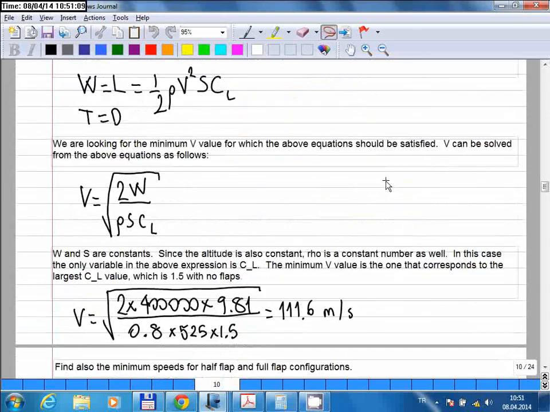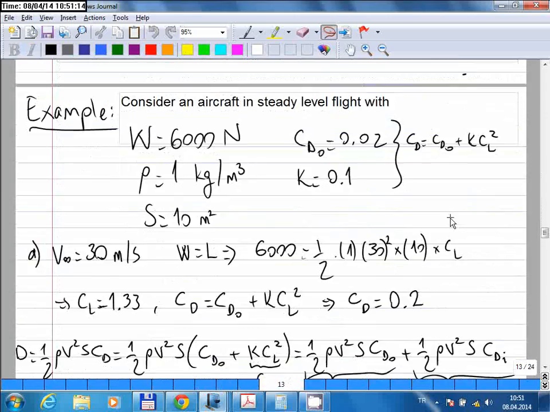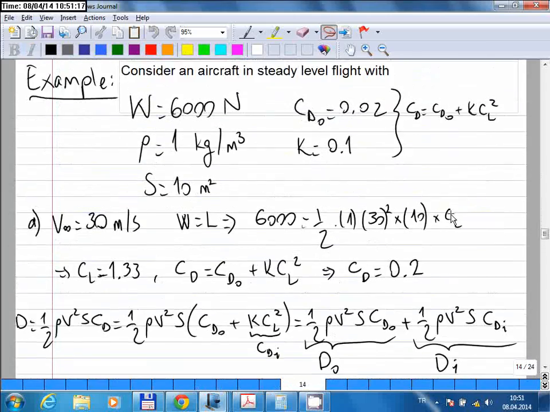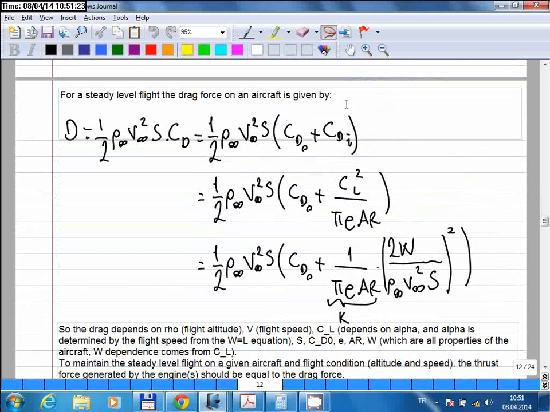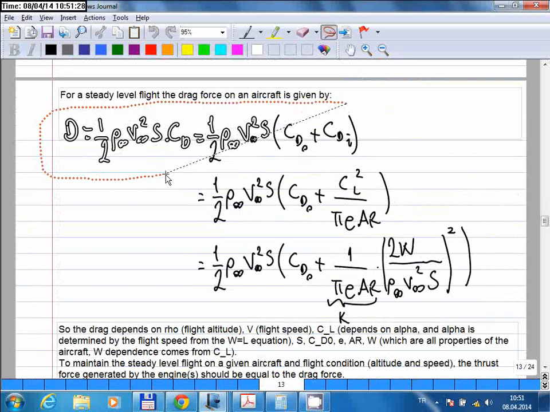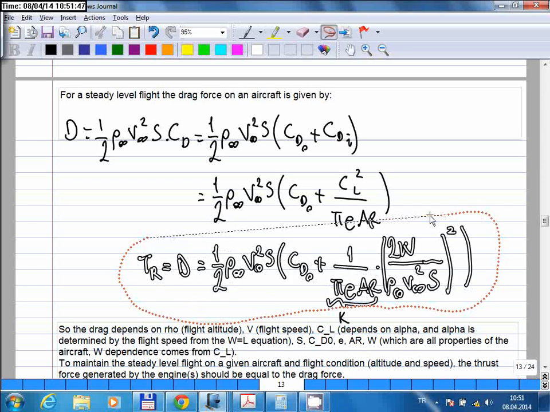Okay, then there was this example. By using the relation between the lift and drag coefficients, you can combine these equations, and in the end you get a single equation. This is the aerodynamic drag equation, which we also call thrust required. So you see a single equation here, but it actually includes the effect of two equations.